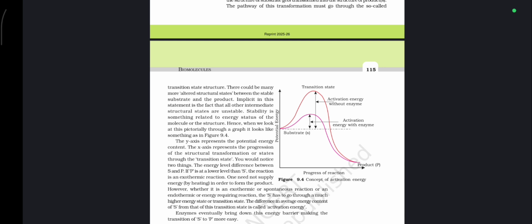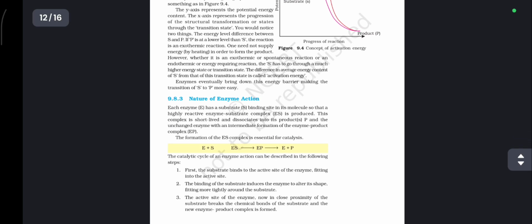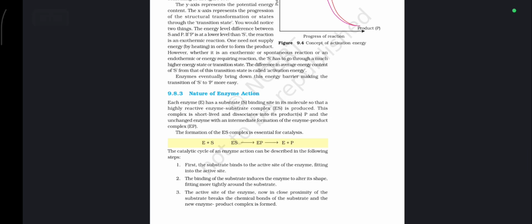You would notice two things. First, the energy level difference between S and P. If P is at a lower level than S, the reaction is an exothermic reaction. One need not supply energy by heating in order to form the product. However, whether it is an exothermic or spontaneous reaction, or an endothermic or energy-requiring reaction, the S has to go through a much higher energy state or transition state. The difference in average energy content of S from that of this transition state is called activation energy. Enzymes eventually bring down this energy barrier, making the transition of S to P easier.